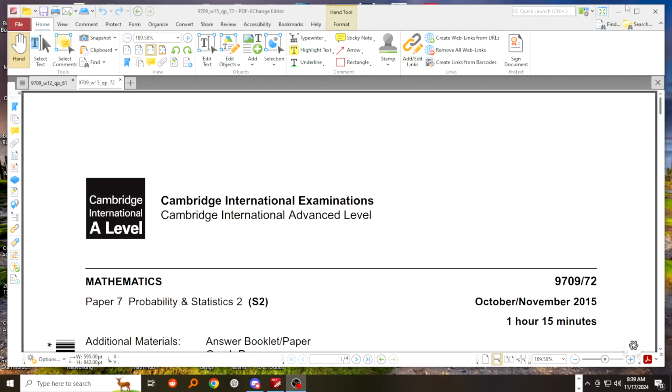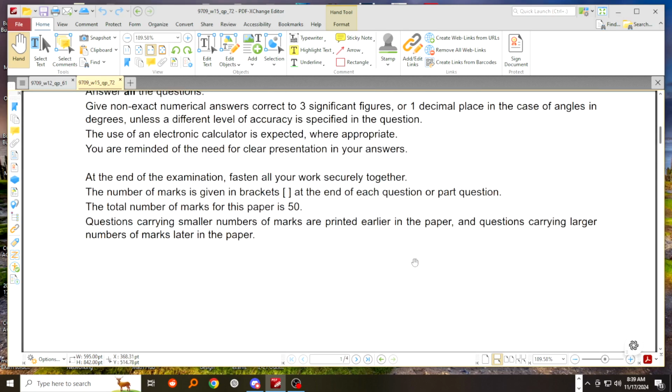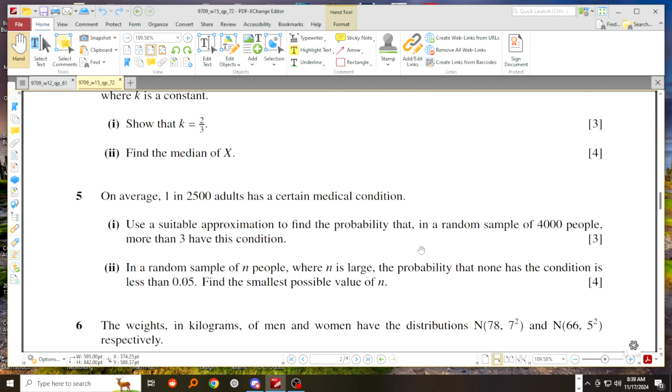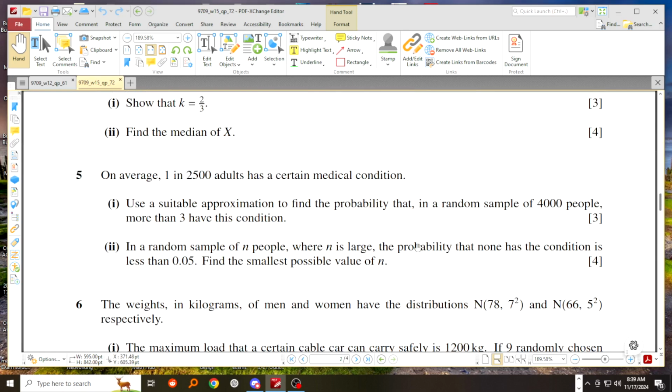Hello students, today we consider a question on probability and statistics paper 7, that is S2. The code is 9709/72, taken October/November 2015. The question of interest concerns distributions, and more specifically the Poisson distribution. So the question is question 5.